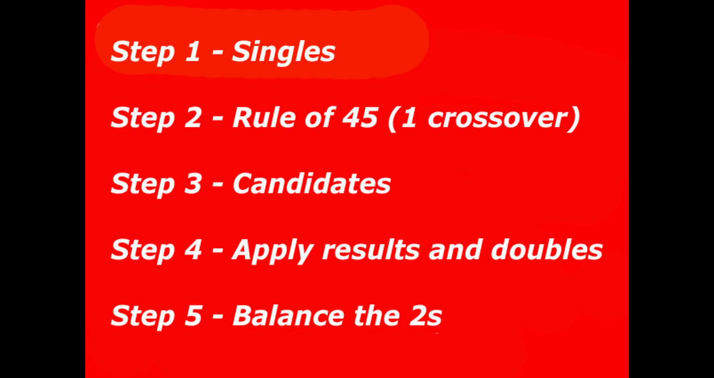Then we entered the candidates in the blank squares. We applied our 10 results to the candidates. 3 doubles showed up, so we applied them to the candidates. We balanced the sums with 2 squares. As singles appeared, we entered them as results. As doubles appeared, we applied them to the candidates.